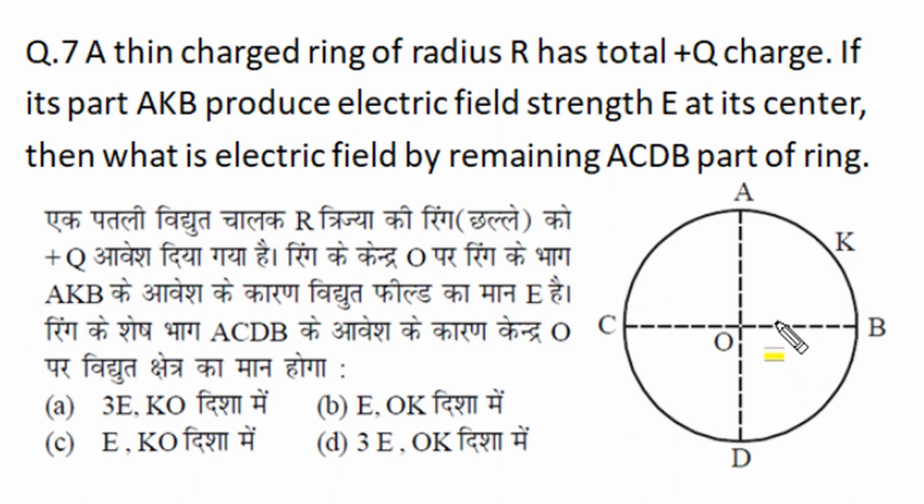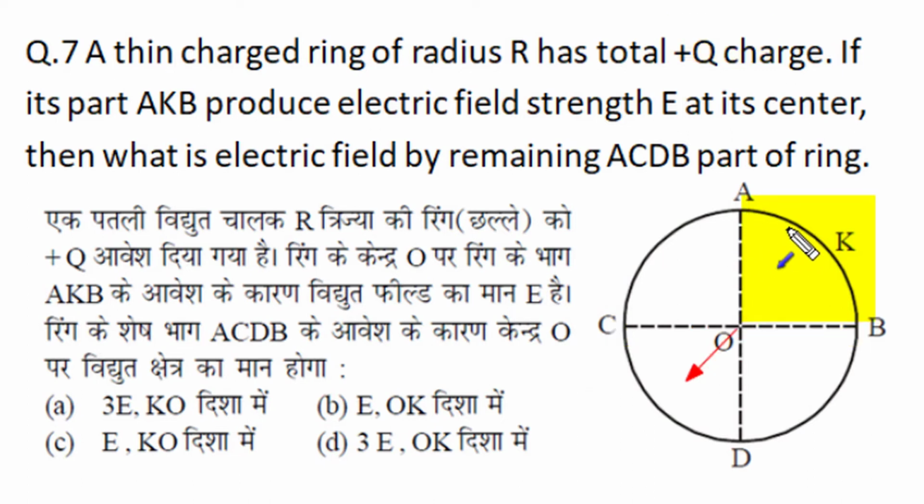A thin charged ring of radius capital R has total positive Q charge. If its 1/4 part AKB produces an electric field E at center O position, then what is the electric field contribution by the remaining ACDB section? So we know a uniform charged ring at its center produces equal and opposite electric field contribution from diagonally opposite elemental charge sections, and the resultant electric field becomes 0 at this center position.